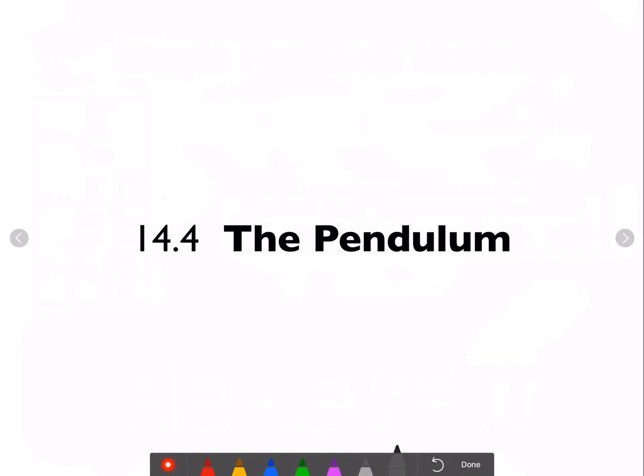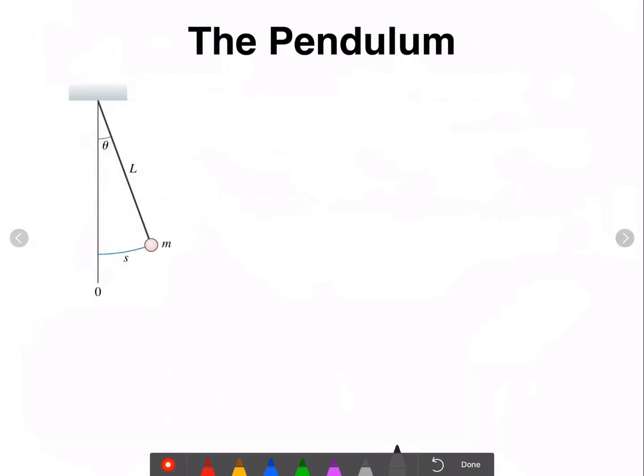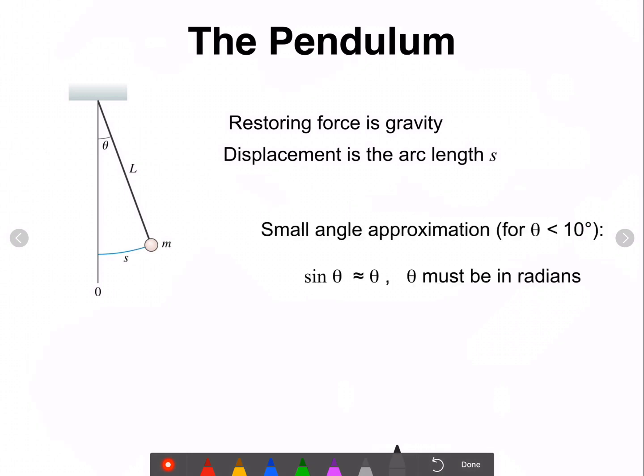Similar to your spring, you have the pendulum. The only real difference with the pendulum is the restoring force, instead of being a spring, is just gravity. And we have to sort of think about this small angle approximation. Here's our restoring force, okay? It's mostly just because we have this component, right?